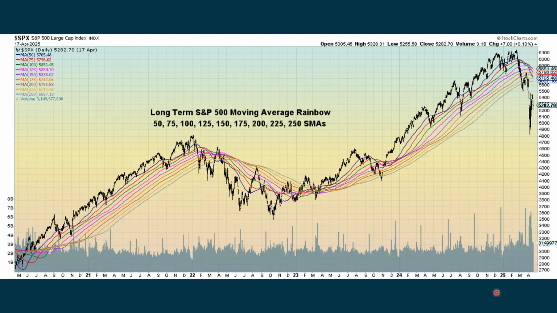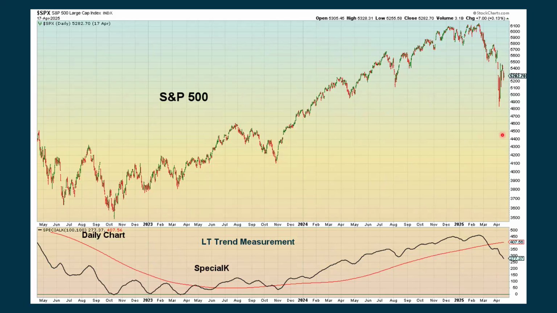Then another long-term rainbow, and we're seeing some weakness. These moving averages go from 50 periods up to 250 periods, and we're below the rainbow. The lines, the shorter term ones, are coming down, showing that there's a threat to the longer term trend.